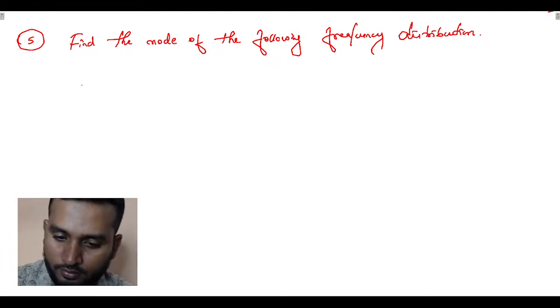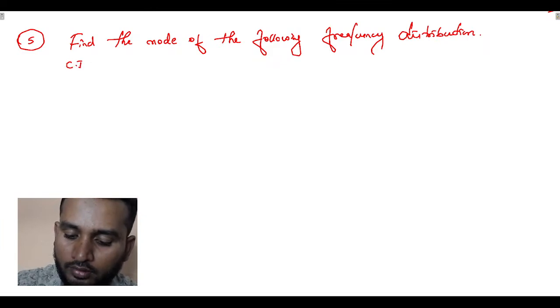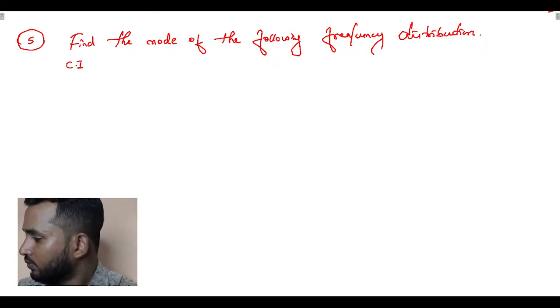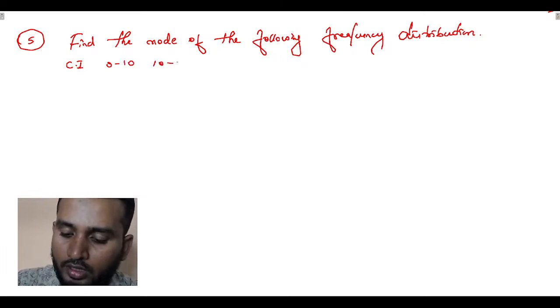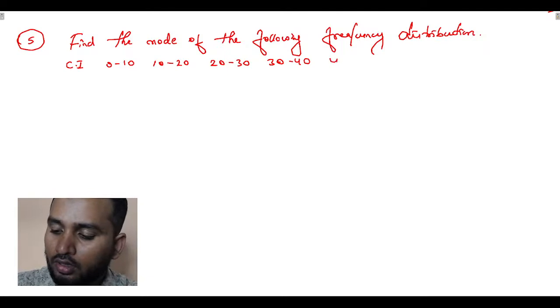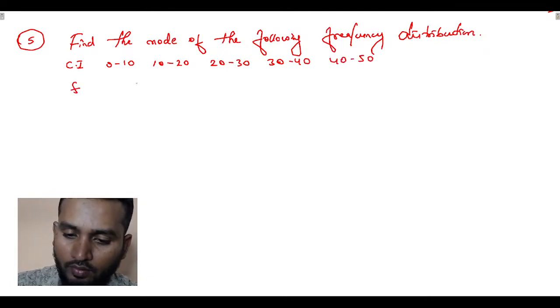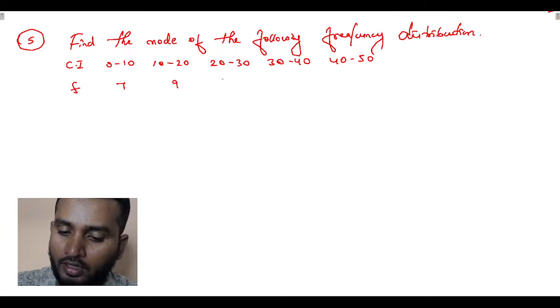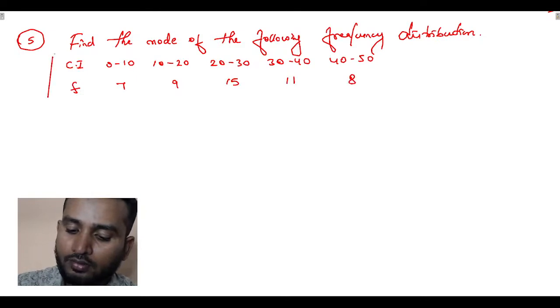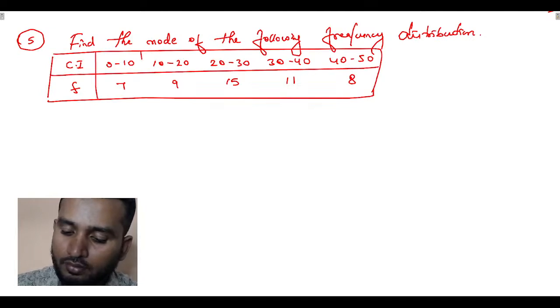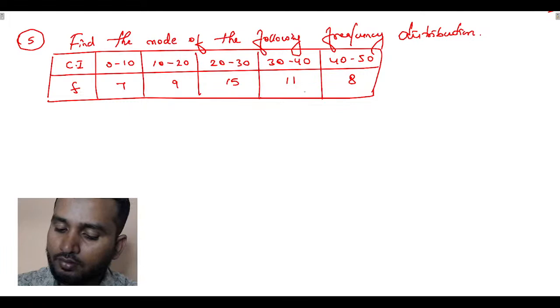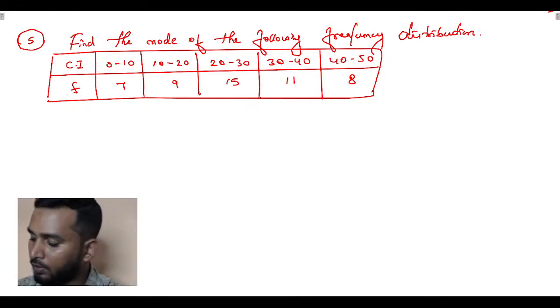The first question, here is class interval. Class interval 0 to 10, 10 to 20, 20 to 30, 30 to 40, 40 to 50. Frequency 7, 9, 15, 11, then 8. Okay. Now, in this problem, what do we need to find?